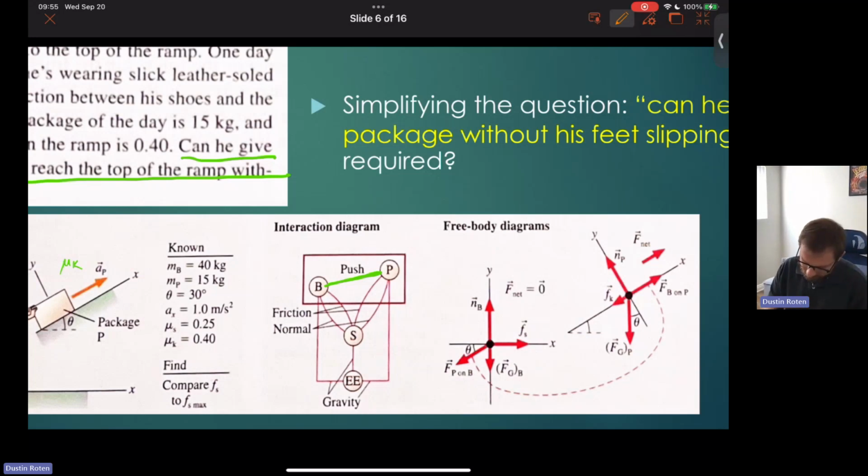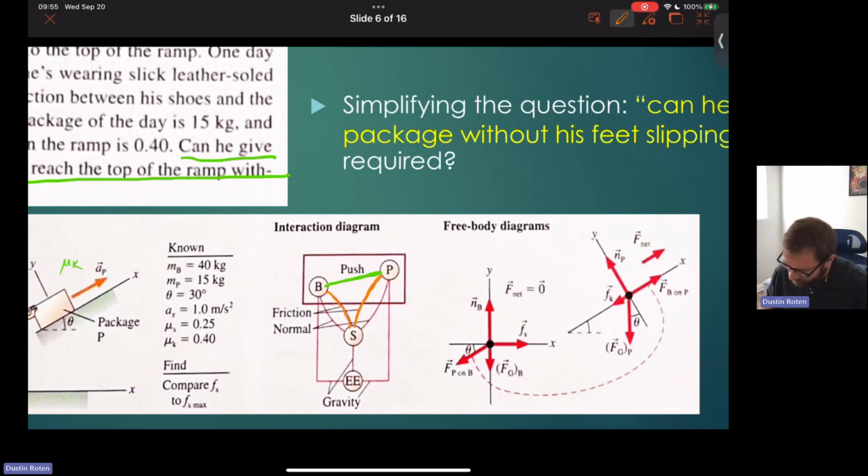Now let's look at the external forces. So we do have friction between the boy and the surface. This is going to be the static friction holding him in place. We also have kinetic friction between the package and the surface, because the kinetic friction is going to resist it sliding up the ramp.